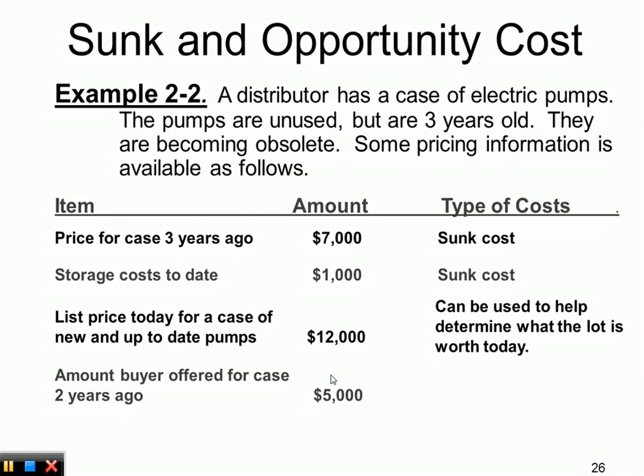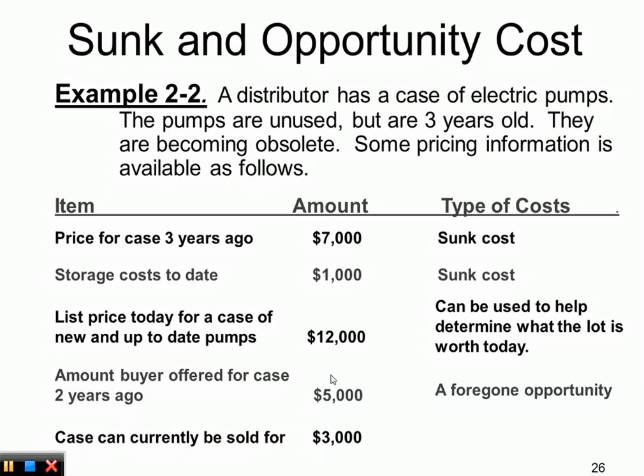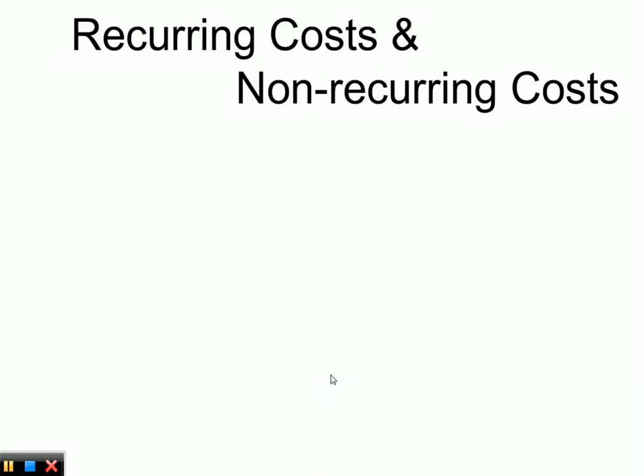An amount a buyer offered for the case 2 years ago, $5,000. So this is actually an example of a foregone opportunity. That was a foregone opportunity. A case can currently be sold for $3,000, and that's the actual market value today. Alright, great. Now let's talk about recurring and non-recurring costs.